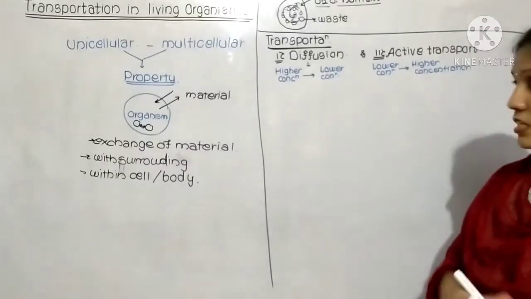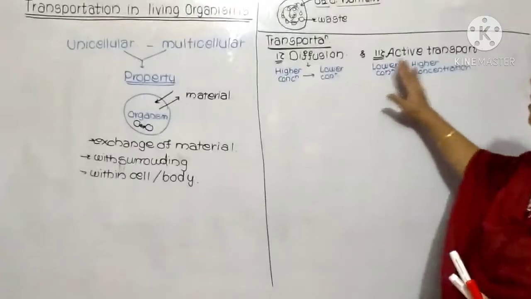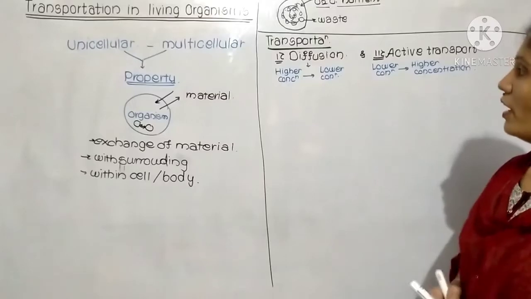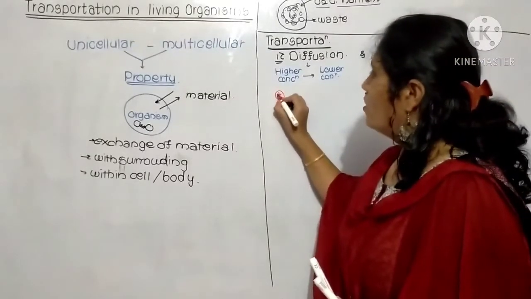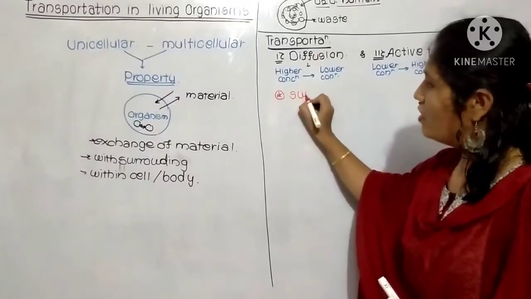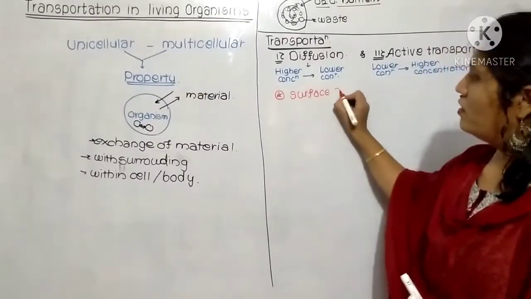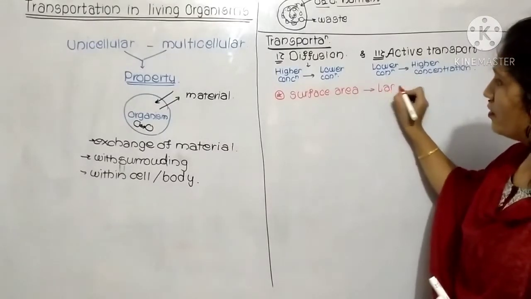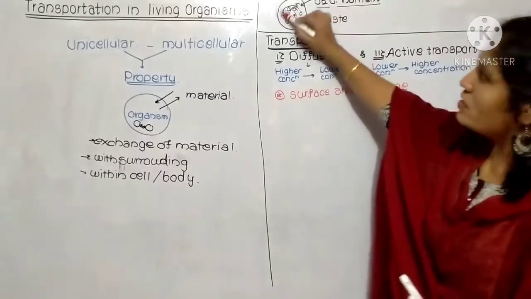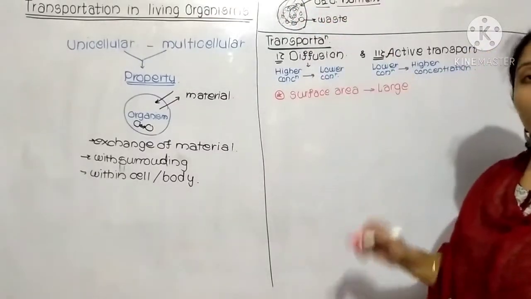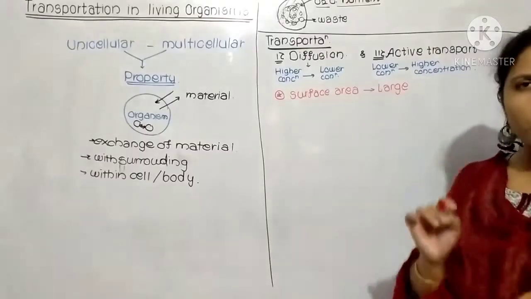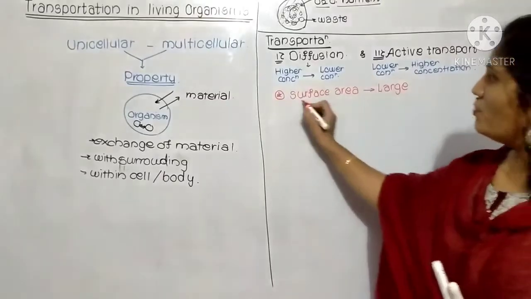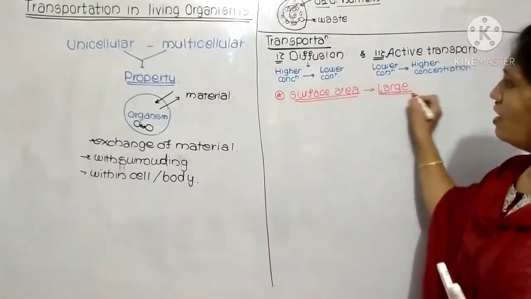But for this active transportation, certain things are required. The first one is the surface area of the organism, which should be large. More surface area means more transportation. If the surface area is small, then there will be less transportation and less exchange of gases. That's why the surface area should be large.